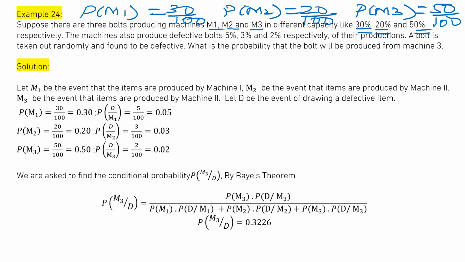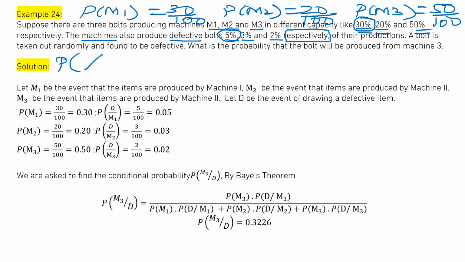Okay, read the next line. The machines also produce defective bolts: 5%, 3%, 2% respectively. That means out of this 30%, machine A produces 5% defective items. So how can we write this?